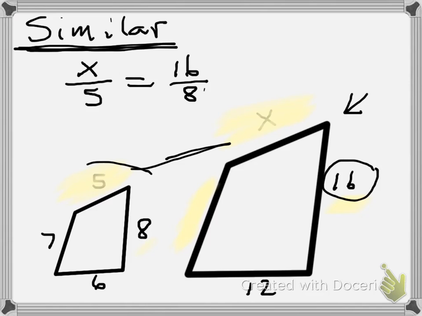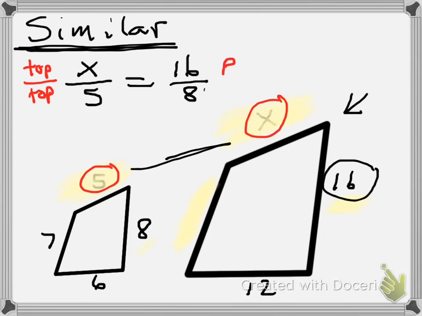This time, instead of comparing this whole thing to this whole thing, what we're doing is we're setting the ratios up, comparing the sides with different sides. So the top side of the big shape is compared to the top side of the small shape. The right side of the big shape is compared to the right side of the small shape.